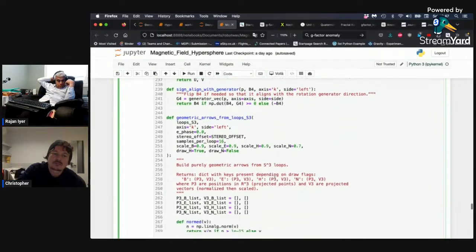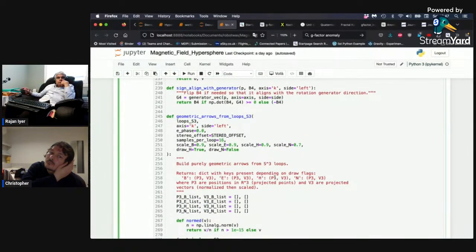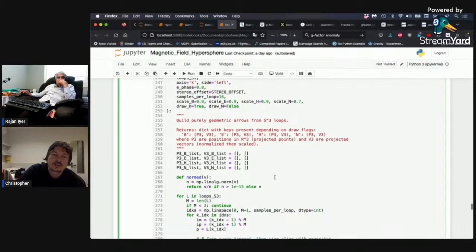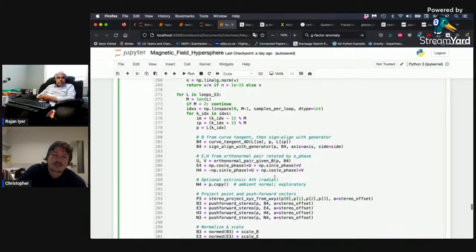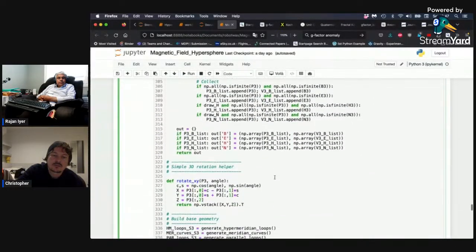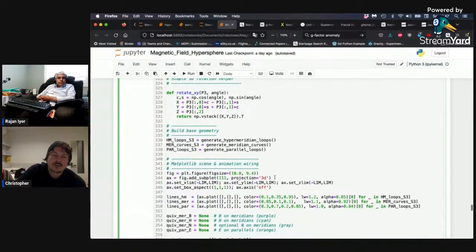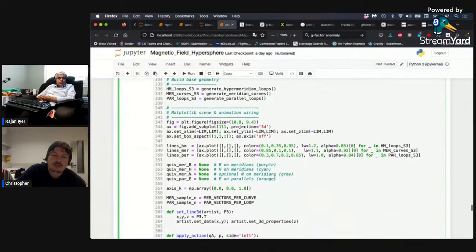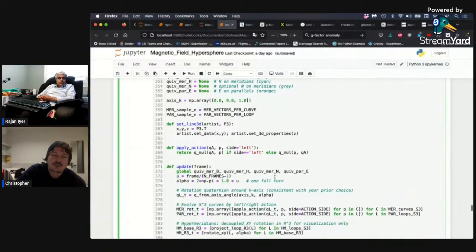This all works. And then the sign alignment generator, just to ensure that the arrows face in the direction of the rotation of the lines. That should be obvious anyway, but geometric arrows from loops in S3, and this basically builds the arrows and normalizes them to ensure that they don't blow up, I think at the projective point. There's a rotation helper, and then we're graphing it here.